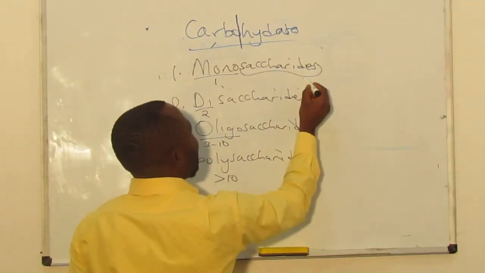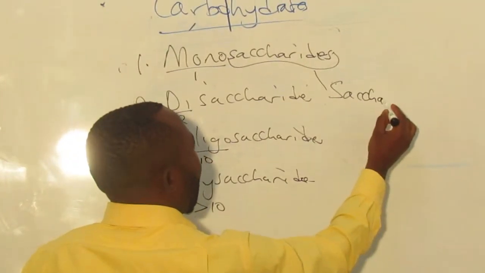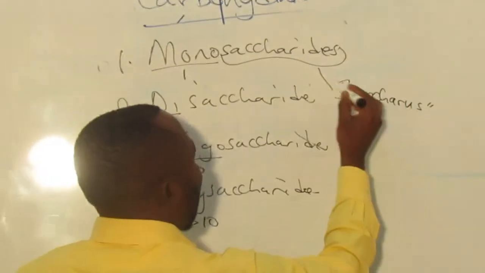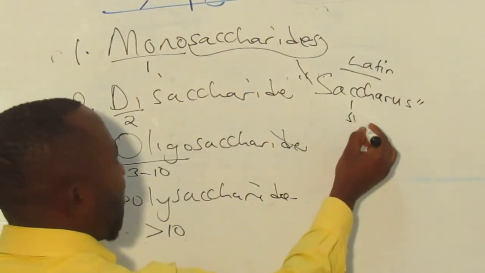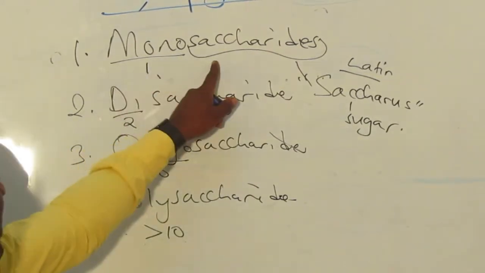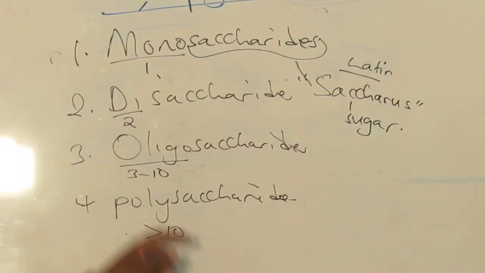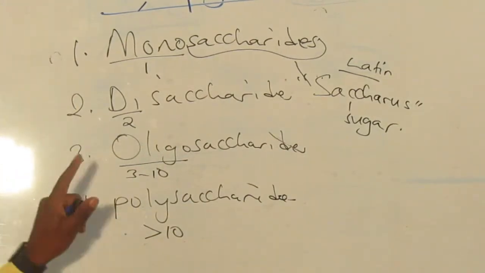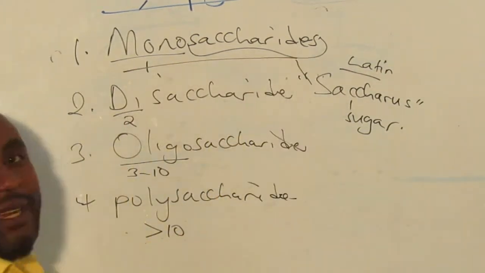Saccharide comes from a Latin word, saccharus. This saccharus simply means sugar. So when you say monosaccharides, you are simply saying 1 sugar. Disaccharides, 2 sugars. Oligosaccharides, 3 to 10 sugars. Polysaccharides, more than 10 sugars. Today, we shall look at monosaccharides.